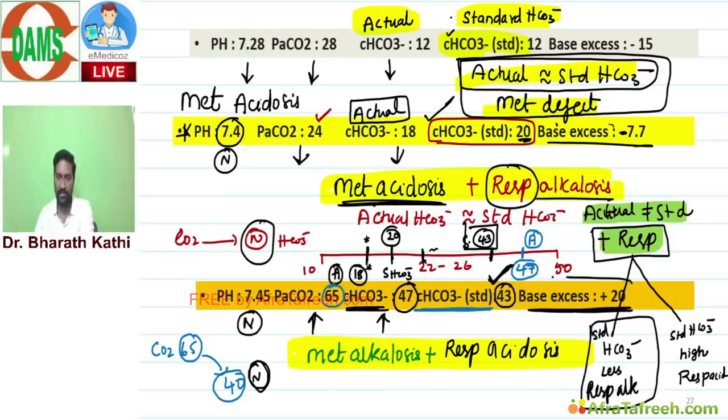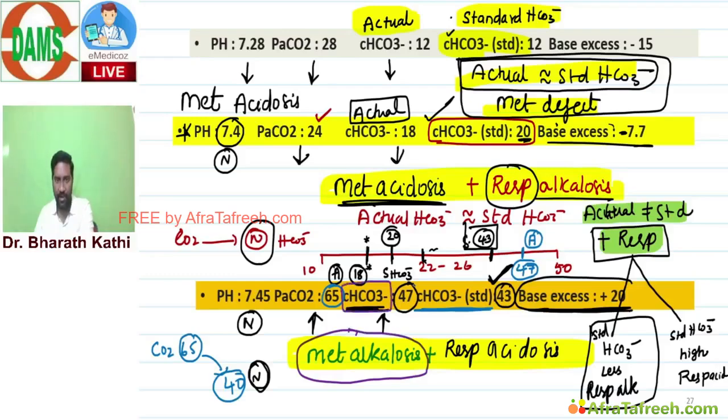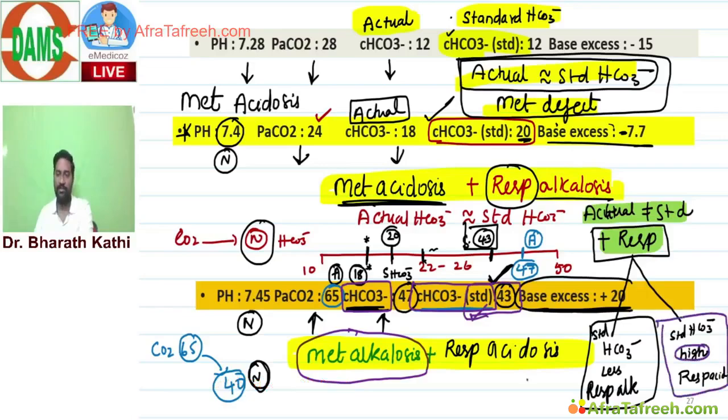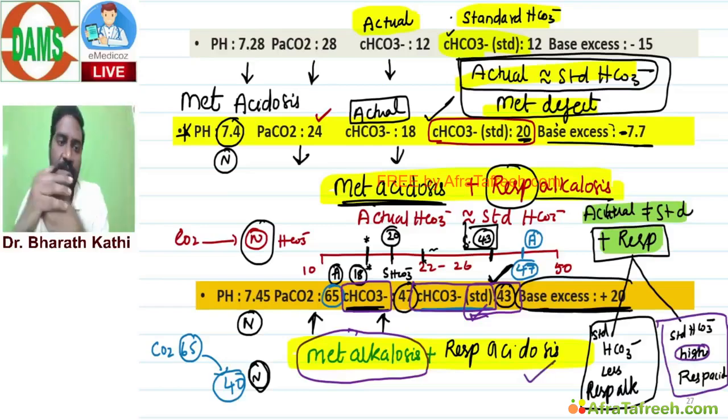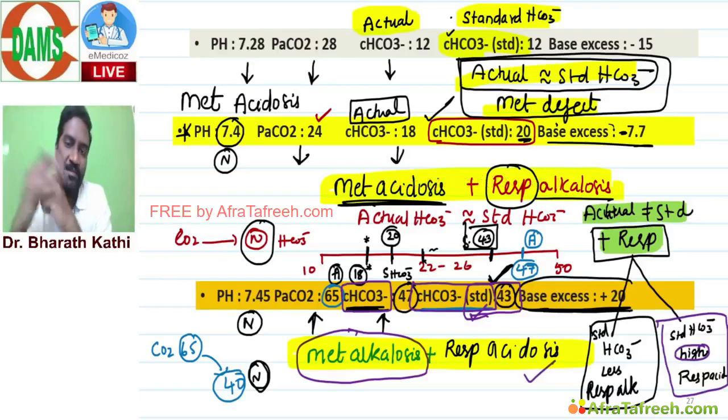In the second question, by seeing the base excess, I have concluded it as metabolic alkalosis, and the actual bicarbonate and standard bicarbonate are not correlating. So there is a possible respiratory defect. Then I have seen the standard bicarbonate value, and it is higher than normal value. What causes high bicarbonate? Respiratory acidosis. So this is how you should use the standard bicarbonate and base excess for interpreting mixed acid base disorders when the pH is normal.